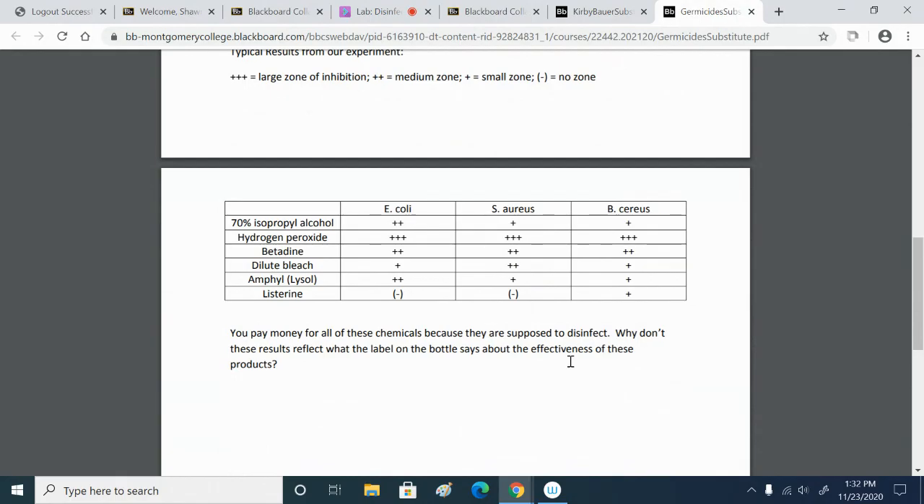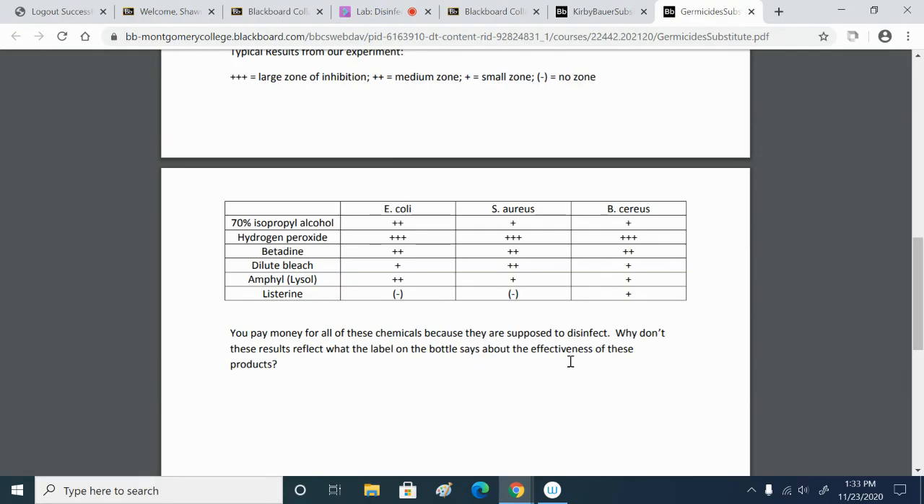So all these chemicals that you buy, the labels say that they kill at least 99% of germs. And you're paying money for these things. And yet, all these chemicals are not doing a great job. Even Clorox bleach.